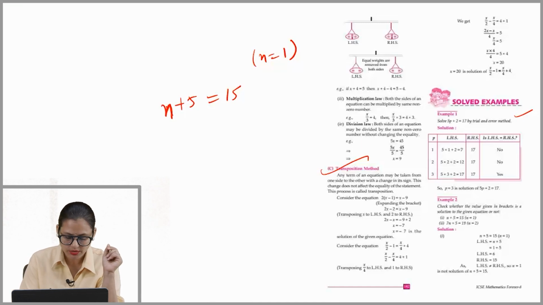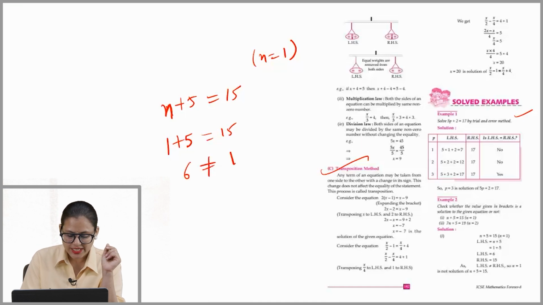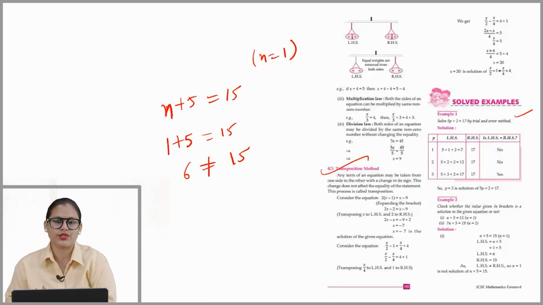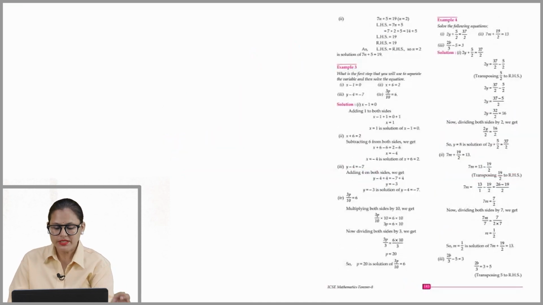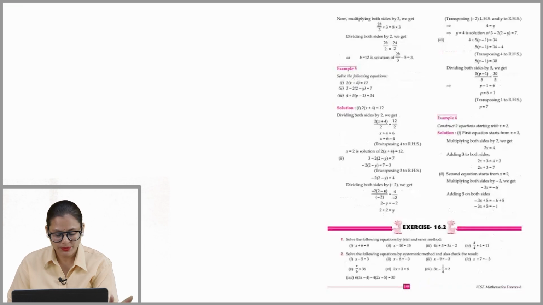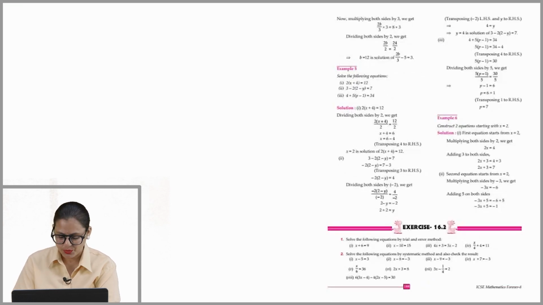Okay, so we will put here the value of n, that is 1 plus 5 is equal to 15. 6. Okay, LHS is not equal to RHS. That means this is not the solution of n plus 5 is equal to 15, right? Similarly, you will do other examples also. Okay, now let's do exercise 16.2.